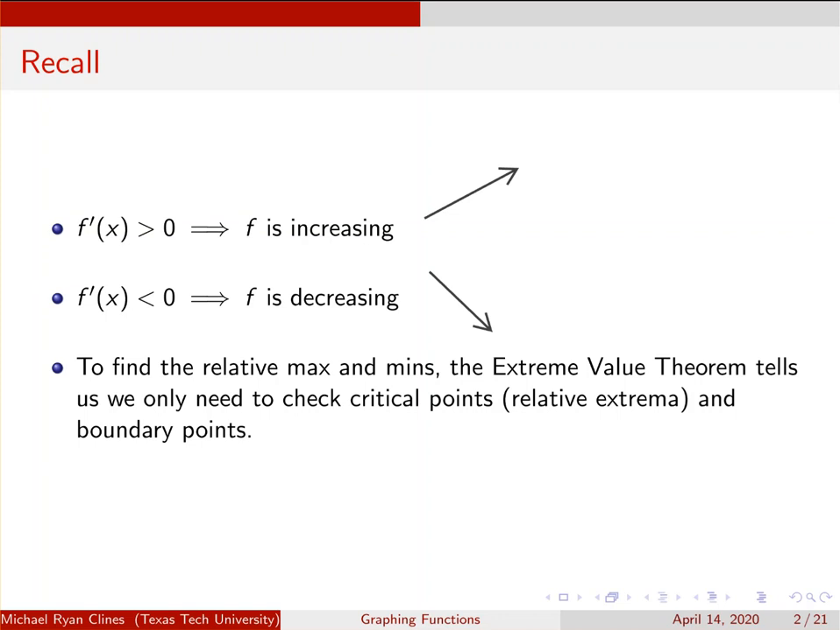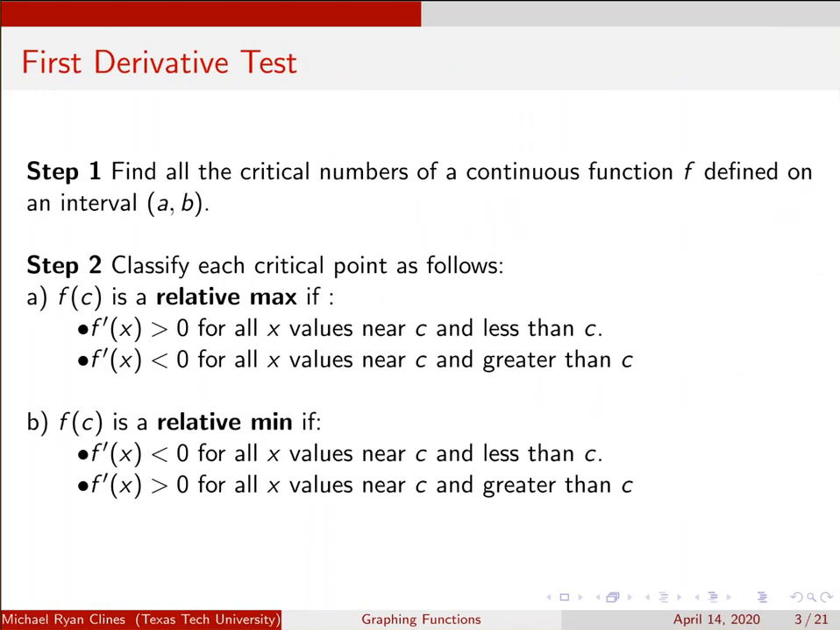Now we're going to move on to one of the more important things in this chapter, the first derivative test. Now, I know that's a lot of text on the screen, but just bear with me. We're going to go through this step by step. So let's look at step 1 right here. Forget about step 2. Forget about that.